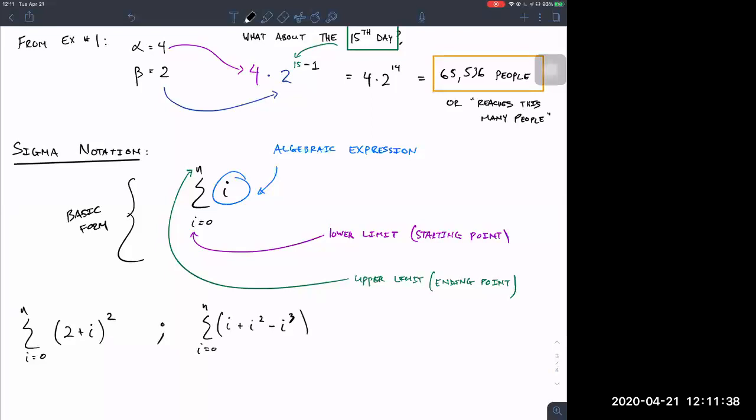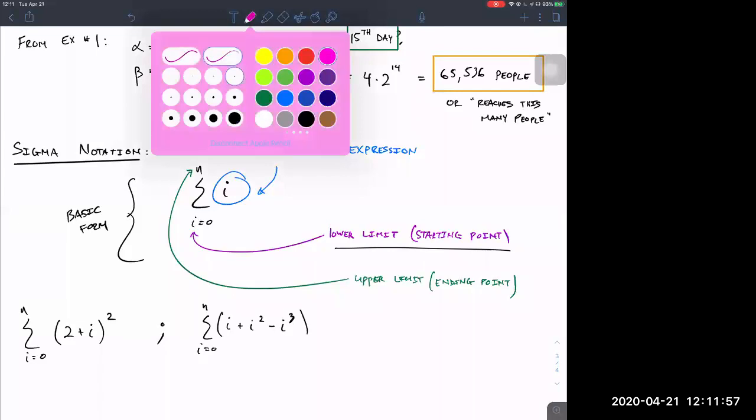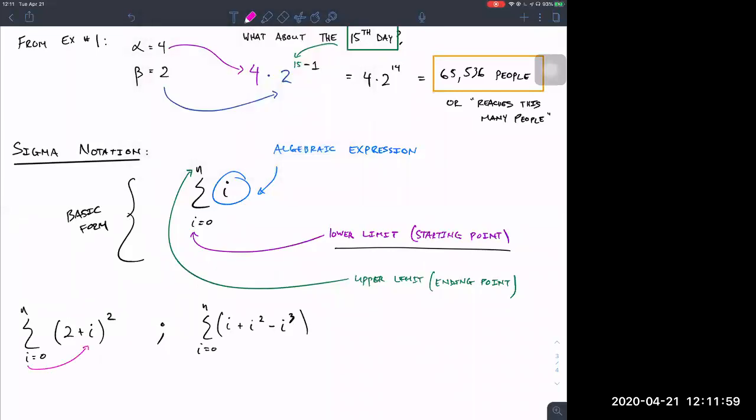And what happens is that in the summation, you increase by 1 every time, right? You start with the lower limit, which I've written right here, the starting point, right? In these examples, I started with 0. So you start with 0 and you plug in a 0 everywhere you see that i, right? So in these two examples, this i goes right here. This i goes right there, and right there.